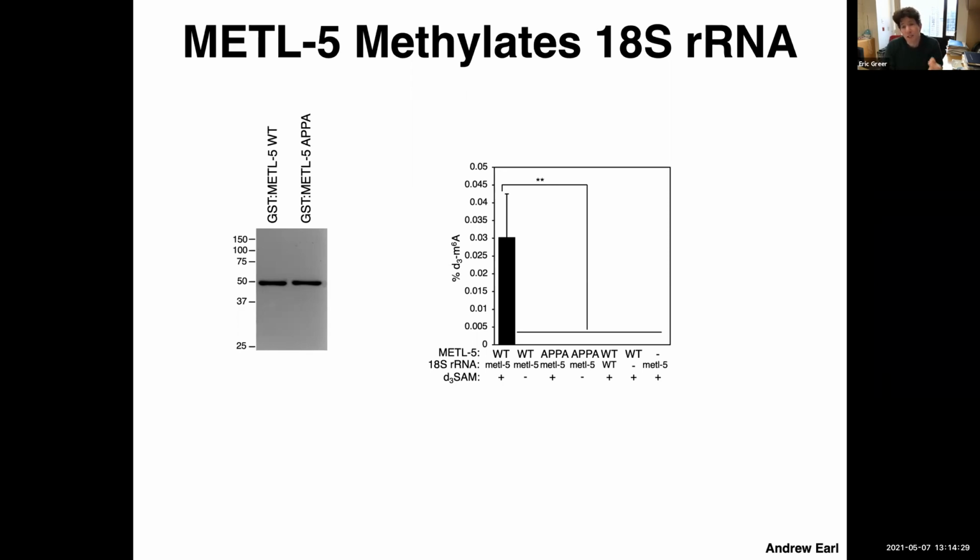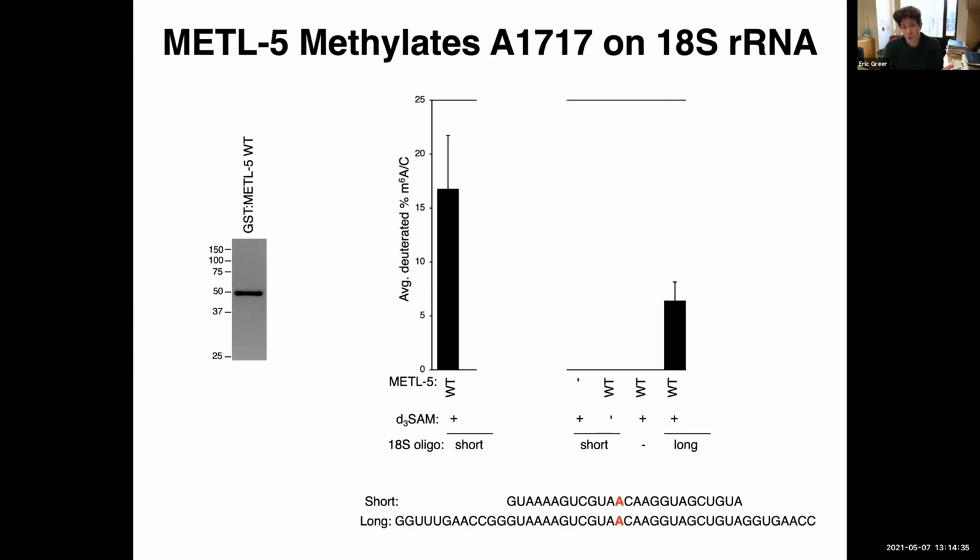Next, we wanted to determine whether METL5 was specifically methylating adenosine 1717. So we synthesized oligos which contain adenosine 1717 as well as the flanking nucleosides, and again performed our in vitro methylation assays. And what we found was that METL5 could methylate these oligos very efficiently, whereas again the catalytically dead version of the enzyme was unable to methylate them.